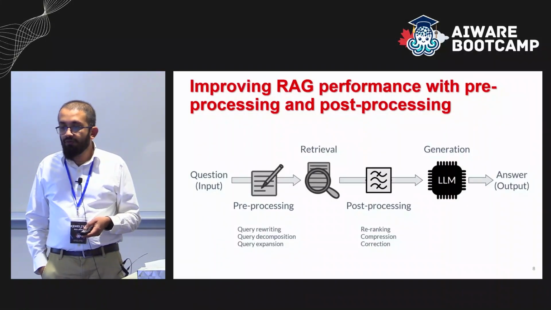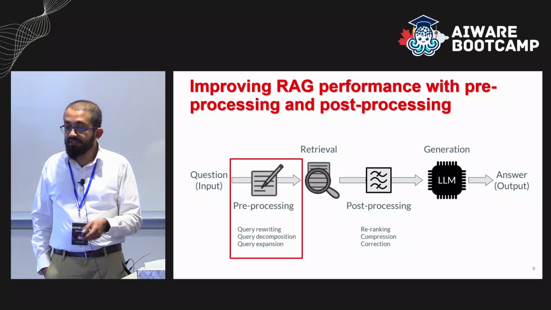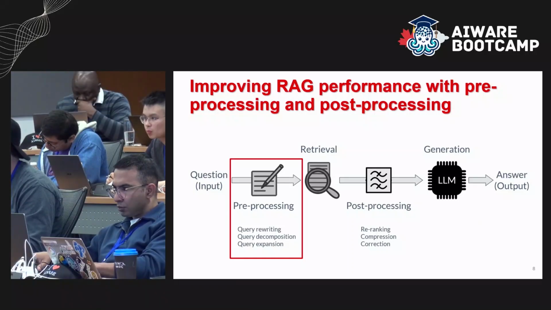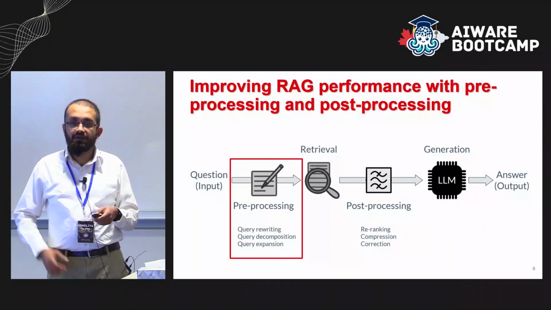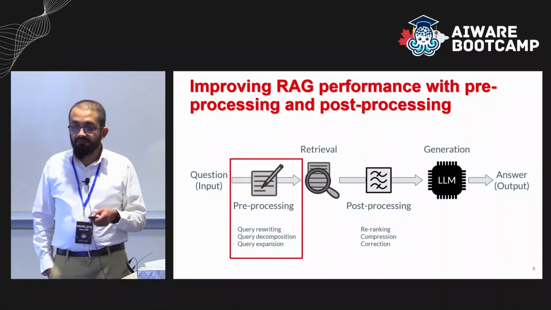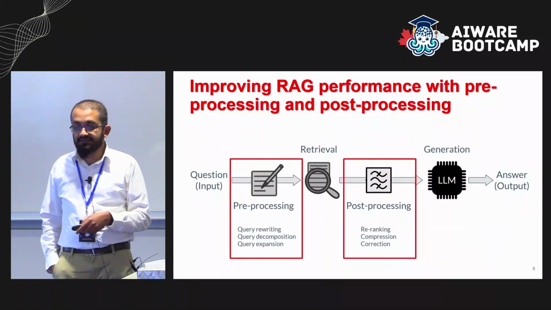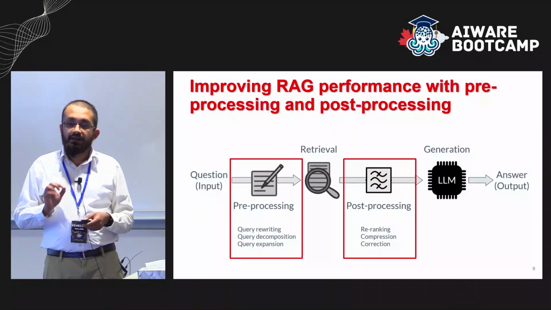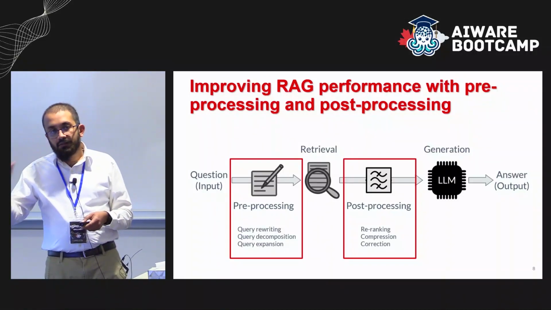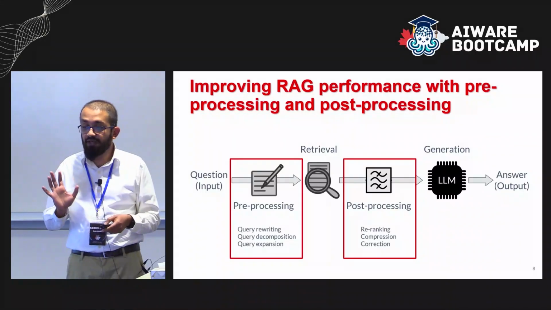Now I'll go explain a little bit about pre-processing. Here in pre-processing, there can be several tasks like query rewriting, that is, you reword the query before feeding into retrieval, and then query decomposition and query expansion. And in the post-processing section, there's re-ranking of the results, compression of the results, and correction. I'll go into more details about this later, why these are necessary, but that's the whole idea.